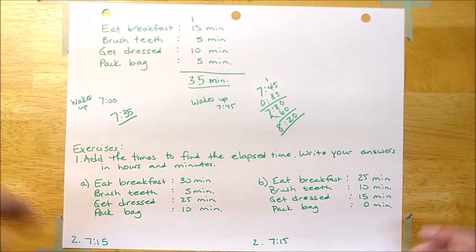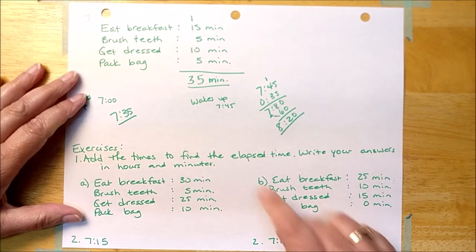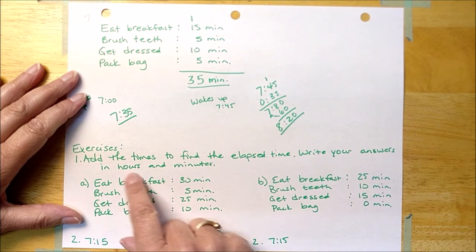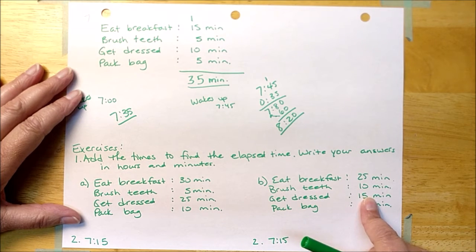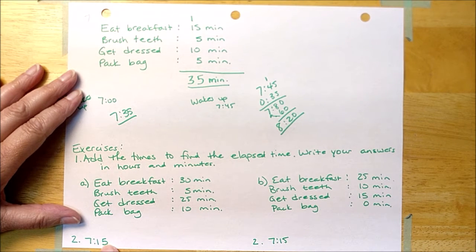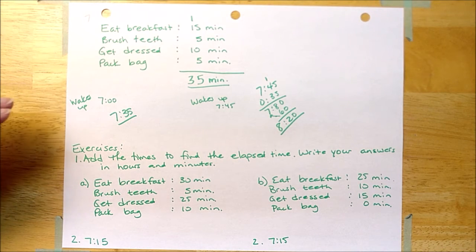Okay, so you're going to see if you can figure this out. So you're going to add the times to find the elapsed time. Write your answers in hours and minutes. So you've got to figure out how much time happened. Then they got up. This child got up at 7:15. What time were they ready for school? This child also got up at 7:15, but doing their activities, what time were they ready for school? So pause and figure that out.